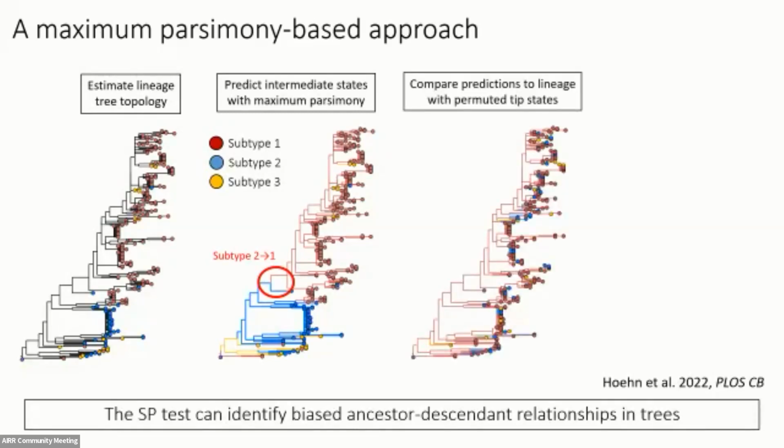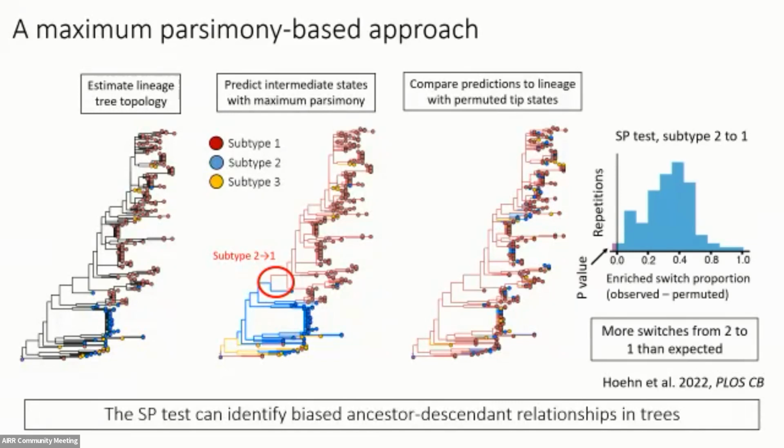We can then compare the proportion of switches from each of the cell types in each direction in our observed tree to the types of switches that we observe when we shuffle the cell type labels within our tree. So this tree that I've just shown is the same tree topology, but we've randomized the cell type labels. And if we perform that permutation test enough, we can build a distribution which represents the difference in the proportion of cell type switches from subtype 2 to subtype 1, in this case, to the proportion of switches between those two cell subtypes in our permuted trees.